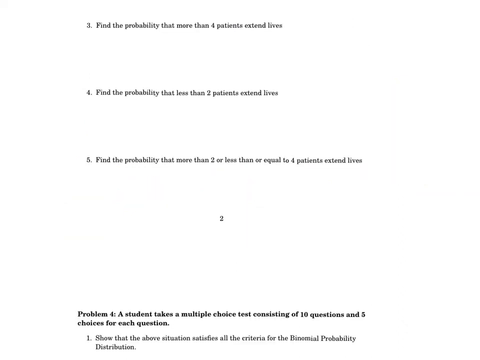Next, find the probability that more than 4 patients extend their lives. Remember, we have 5 patients at most, or 5 patients who received the drug. So the probability of x more than 4 is the same as the probability that x is equal to 5. That's exactly what it is. So you just need to find this.